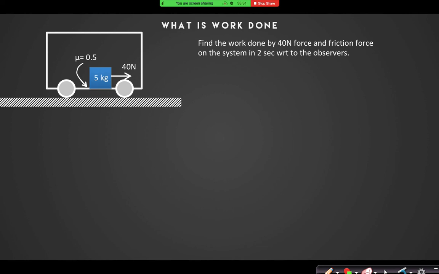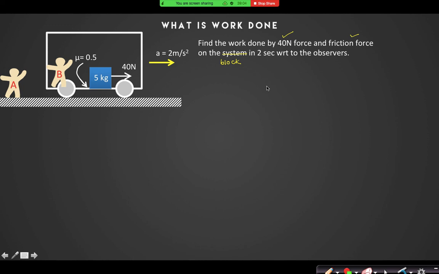So try to solve this question with this example: find the work done by the 40 Newton force and the friction force, not on the system but on the block only. Here we cannot find it on the system because it is a car. Calculate the work done separately by the 40 Newton force and by the friction force on the block only in 2 seconds, with respect to the observers.